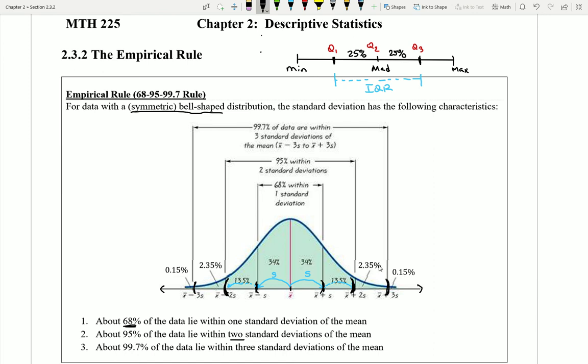So what this empirical rule is really telling us is, every time I make a jump with a standard deviation, what percent of the data is going to be covered. Just like here, every time I made a jump of a quartile, I knew I covered 25% every time. But jumping with standard deviations in a bell-shaped distribution produces these numbers. And we're going to see how we can use these numbers to answer some questions in the videos to come.